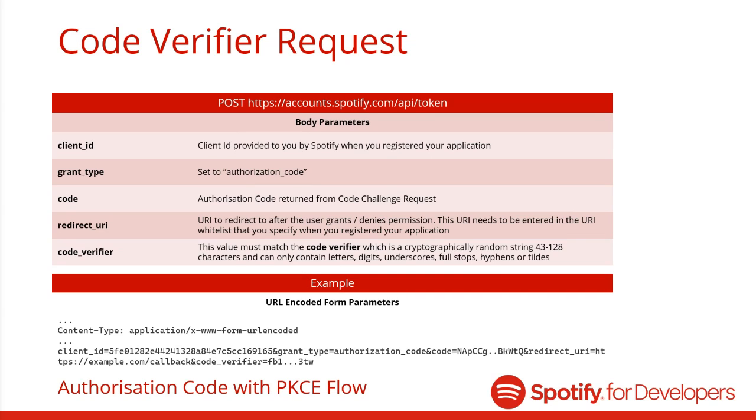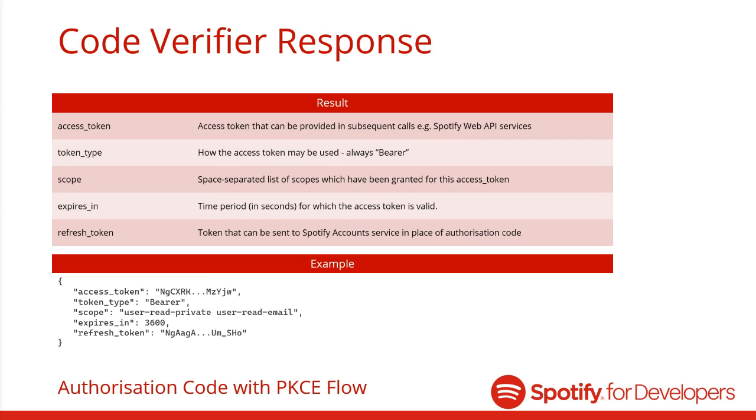The code verifier request itself, second, your application can request the refresh and access tokens you need. That's where you provide the client ID, and you also need to provide the code from the code challenge response and the code verifier that you generated, and that will authenticate your request is valid. And you can see an example of it there. And then in the response, you'll get an access token back and a refresh token as well.